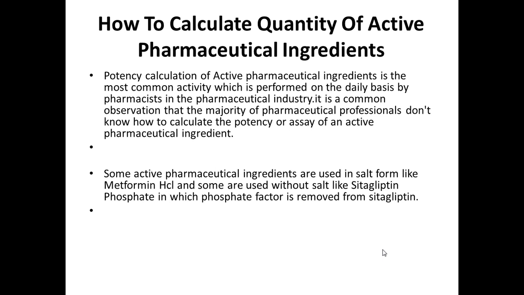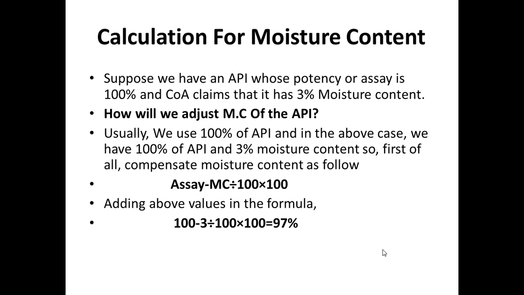Now, how to calculate the quantity of active pharmaceutical ingredient? Potency calculation of active pharmaceutical ingredient is the most common activity performed on a daily basis by pharmacists in the pharmaceutical industry. It is a common observation that the majority of pharmaceutical professionals do not know how to calculate the potency or assay of an active pharmaceutical ingredient. Some active pharmaceutical ingredients are used in salt form like Metformin HCl, and some are used without salt like Sitagliptin, in which the phosphate factor is removed from sitagliptin.